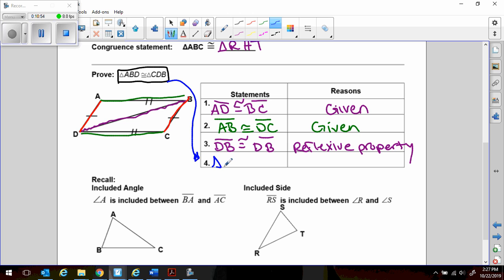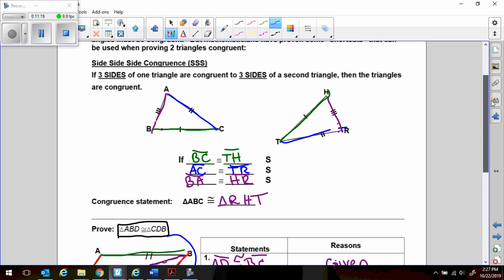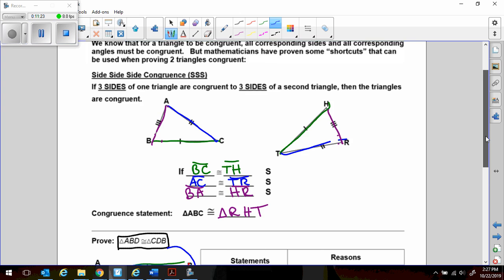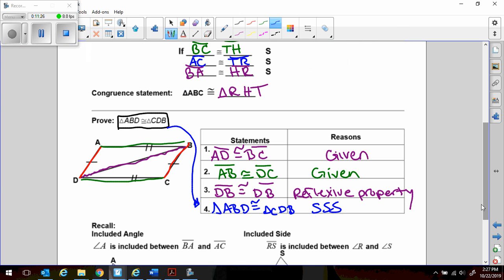Triangle ABD is congruent to triangle CDB. Why do I know these triangles are congruent? Because this side and this side are congruent to this side and this side. So my two triangles are congruent by side, side, side. You can put postulate, side, side, side congruence. I'm just going to put SSS.